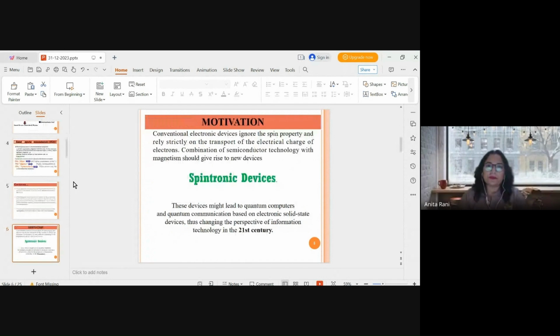In the traditional electronic devices that are used, they ignore the spin property and rely only on the electrical charge of the electrons. So the combination of semiconductor technology with magnetism gives rise to a new type of devices. These are called spintronic devices and might lead to quantum computers and quantum communication based on electronic solid state devices, thus changing the perspective of information technology in the 21st century.